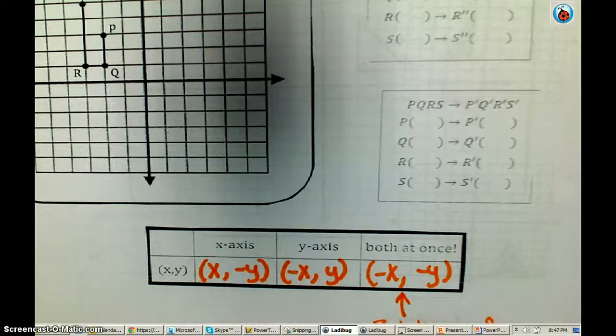Okay, let's try some practice problems. Turn to your second page and we'll do some practice reflection.